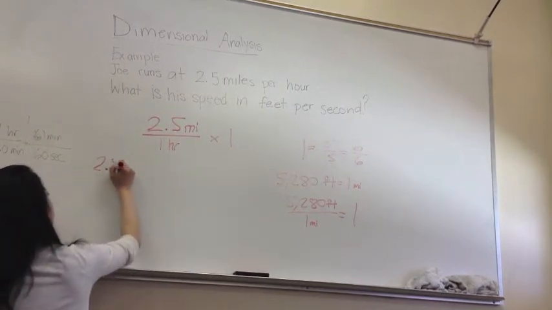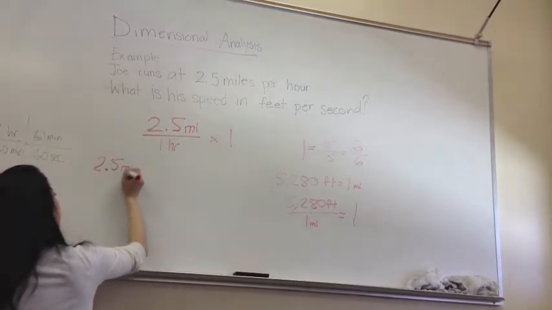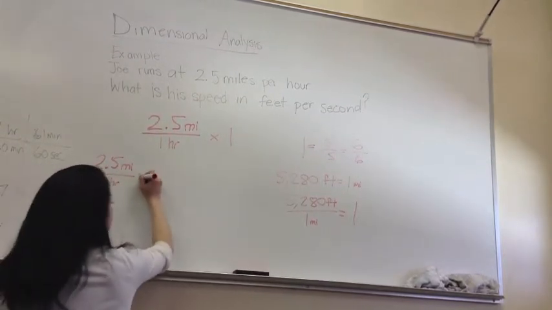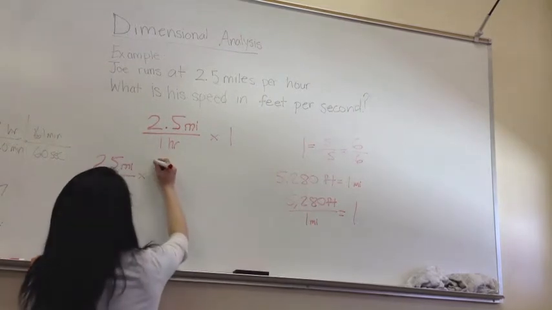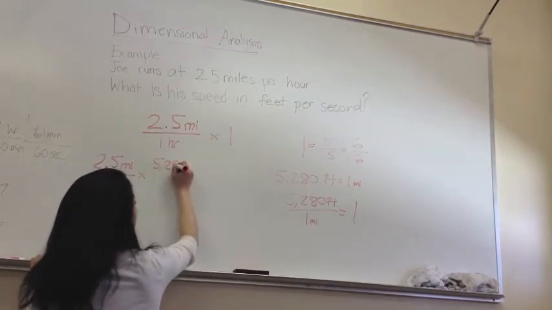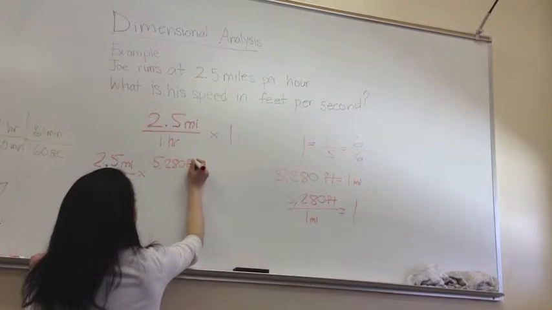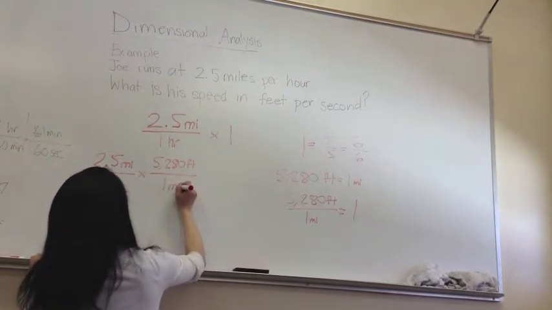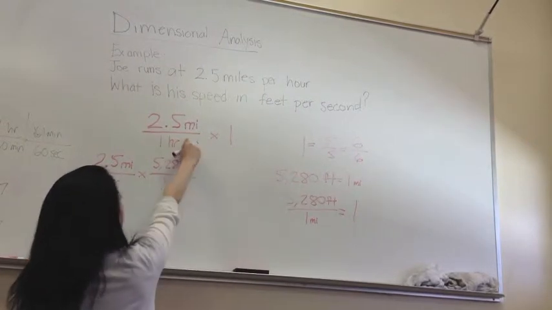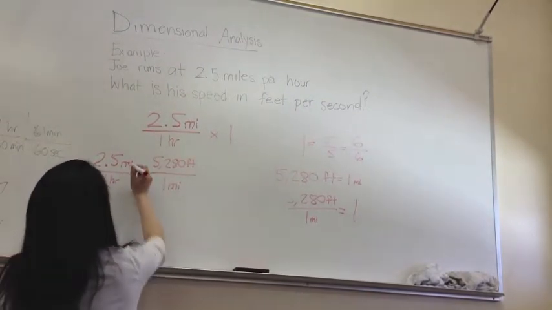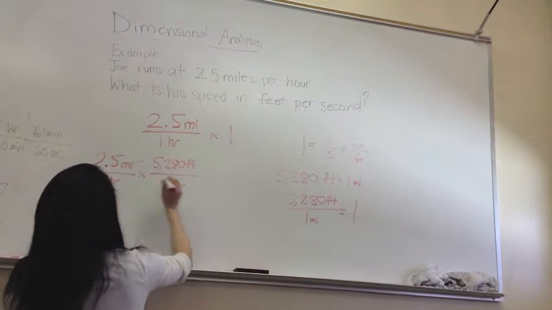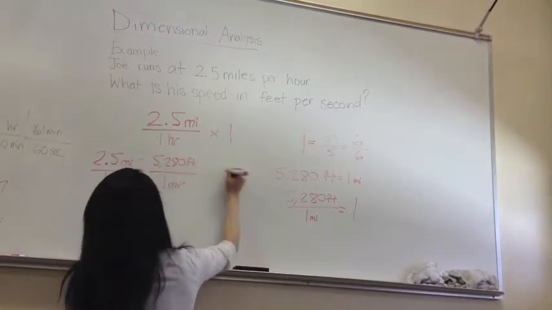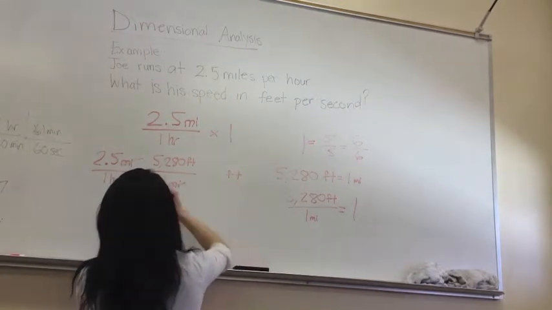So we would have 2.5 miles per hour, and then we can multiply that by 5,280 feet per 1 mile. And this would still equal the same as this. The only difference is the miles would cancel out. So now our answer would be in terms of feet per hour.